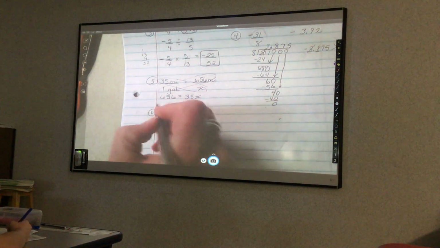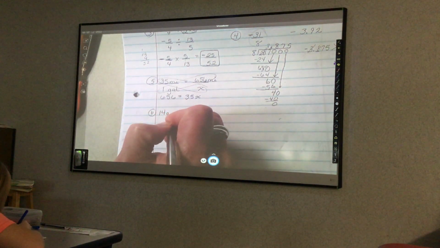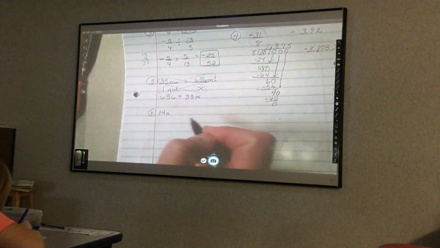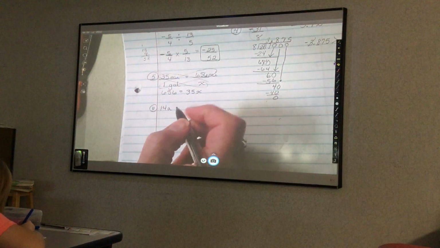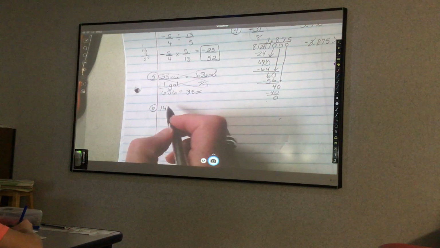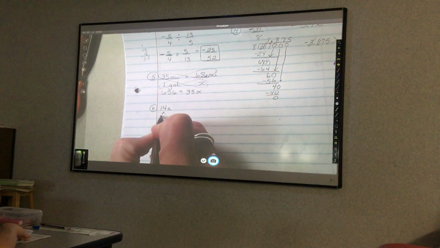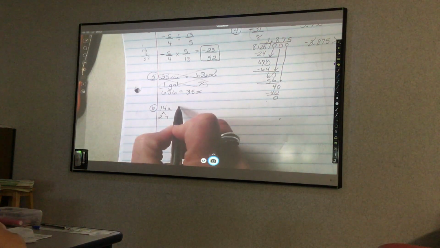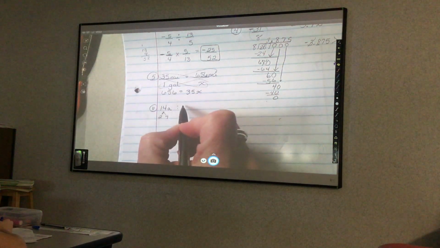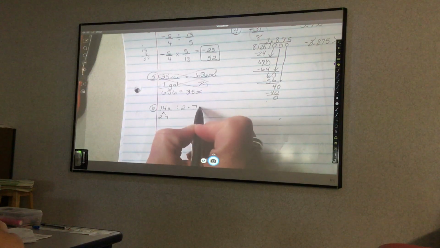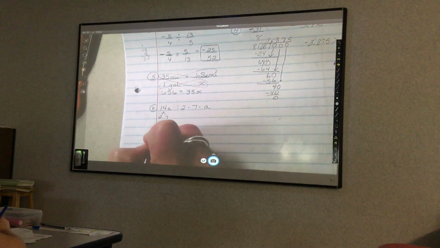Find the greatest common factor of 14a and 28ab. To find the greatest common factor when we're starting to use letters, we need to do the factor tree, the prime factorization. So that would be 2 times 7. So the factors of 14a are 2 times 7 times a.